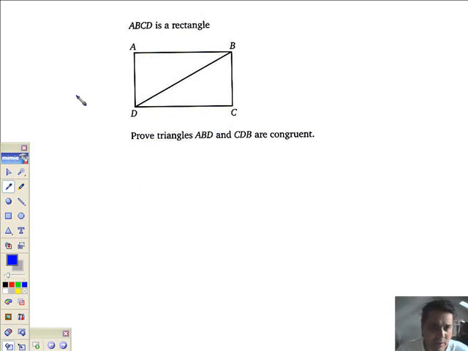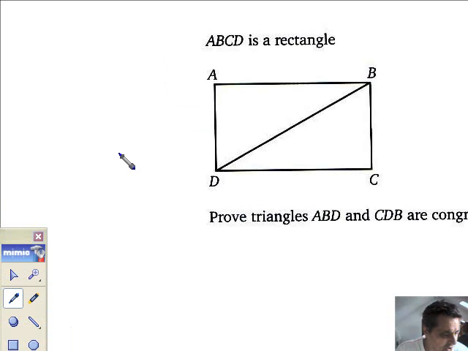Okay then, two more little questions to finish off this section. Question 6. ABCD is a rectangle, so straight away, without any further ado, all these are right angles, and there's one there, but I don't want to cloud the issue. Prove that triangles ABC and CDB are congruent. In other words, this one is identical to that one.